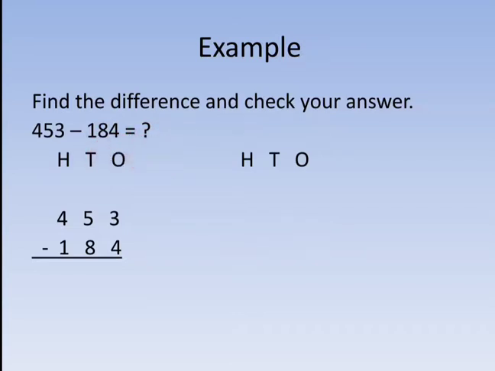Let us subtract. As we can see, the digit at ones place is 3. Can we subtract 4 from 3? No, because 3 is smaller than 4. Then what will we do? We will borrow 1 ten from the tens place. When we take away 1 ten from 5, it is left 4, and we will add 10 to 3, then it will become 13. Now we can easily subtract 4 from 13. 13 minus 4 equals 9.